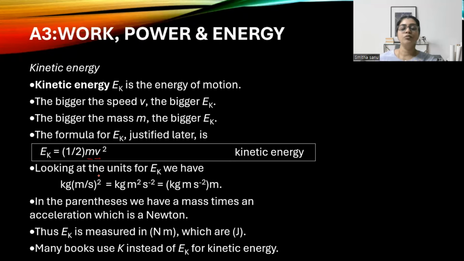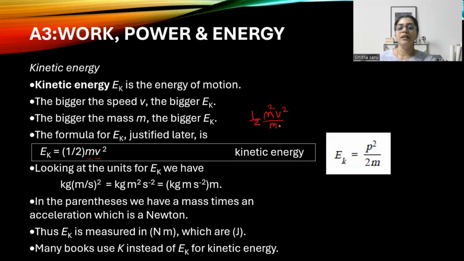Now you can also use the concept of momentum. By the concept of momentum, if kinetic energy is half mv square, there is a square of v, but if I multiply by m at the top, I have to compensate by dividing by m at the bottom. And you know that m into v is momentum. So can I tell that kinetic energy in terms of momentum is also equal to p square over 2m?